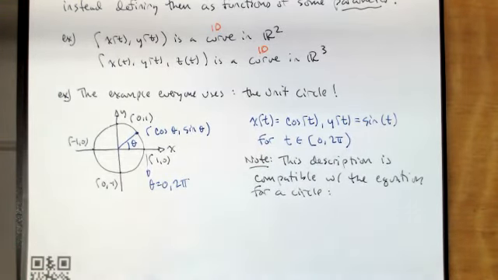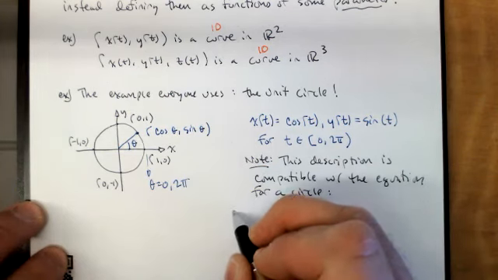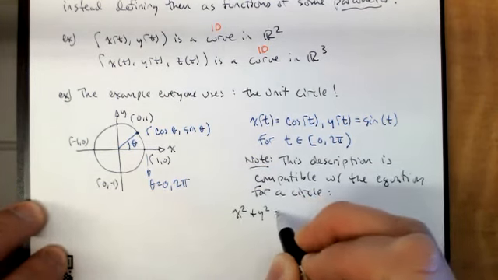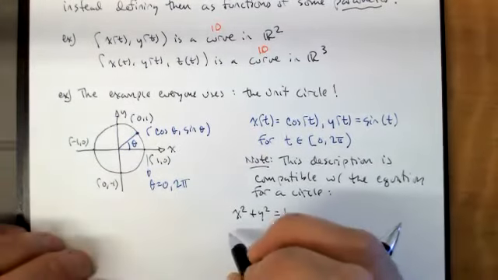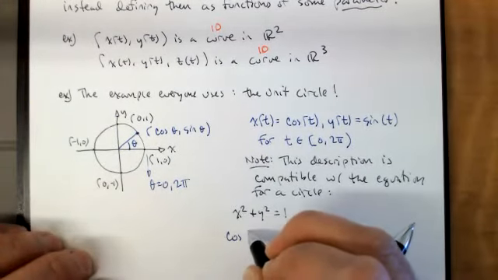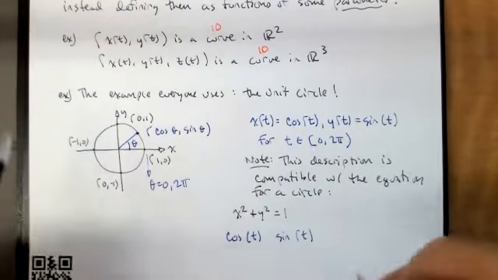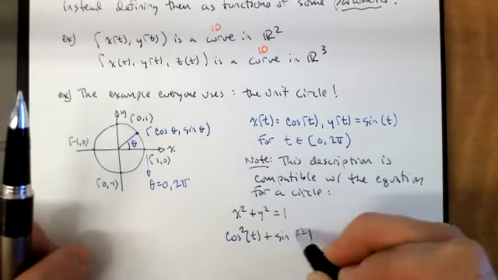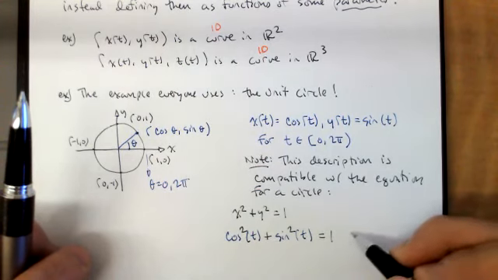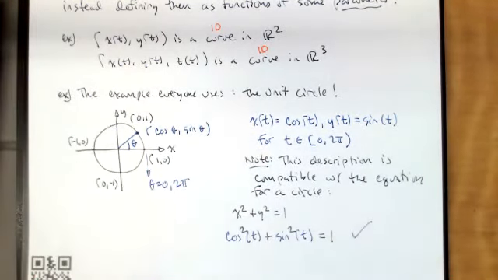In rectangular coordinates, the equation of a circle is x squared plus y squared is equal to 1. If I replace x with cosine of t and y with sine of t, this equation says cosine squared t plus sine squared t is equal to 1. And that is true. That's our Pythagorean identity. Cosine squared plus sine squared is equal to 1. So it's compatible with our previous description of the unit circle, x squared plus y squared equals 1. Any questions?